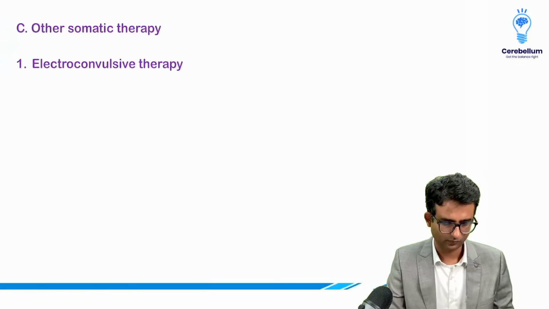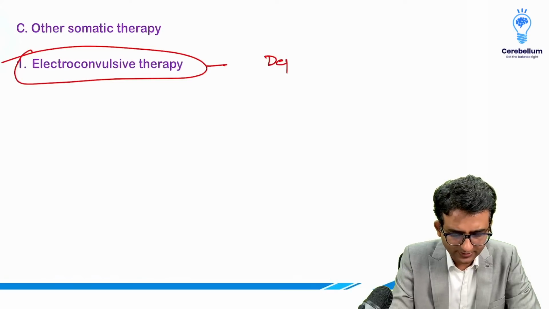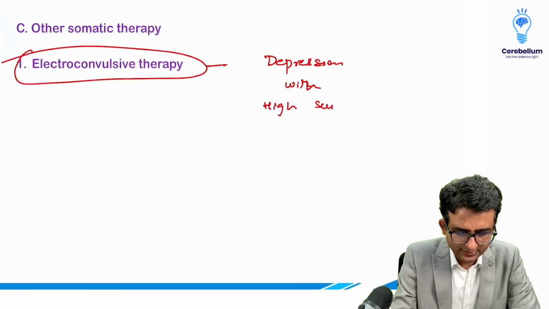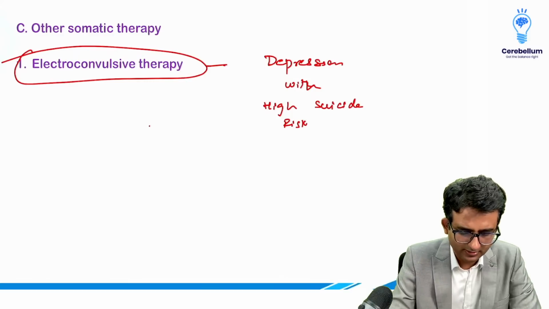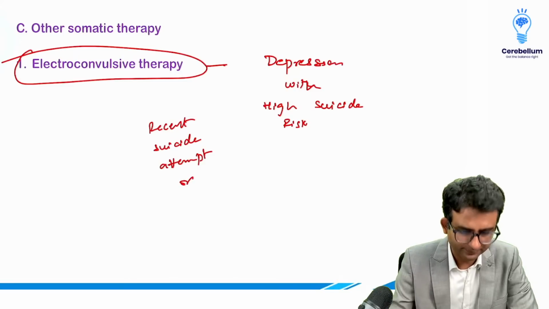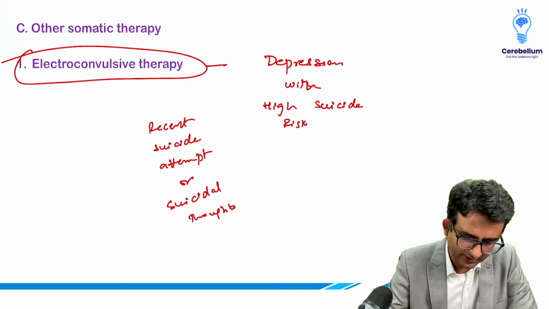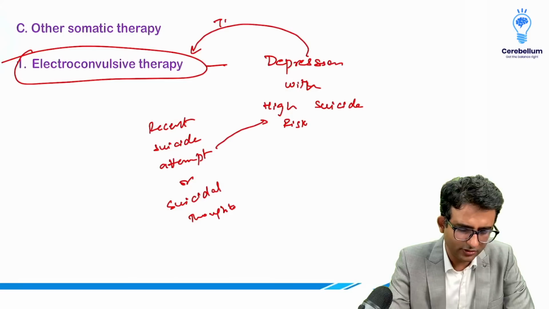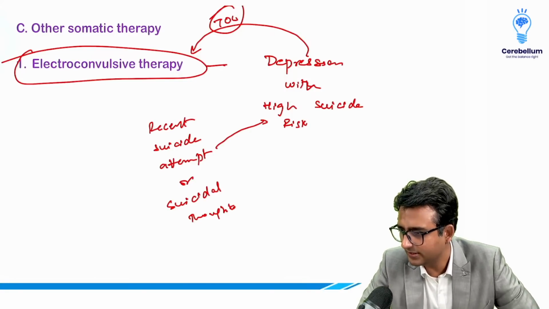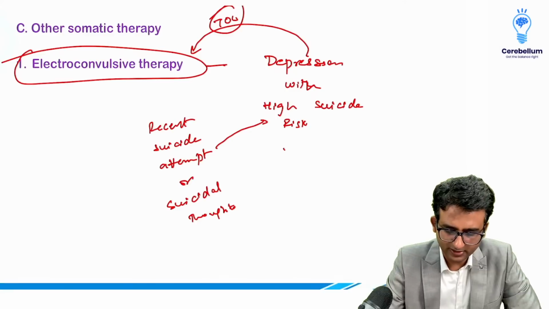Lastly, ECT. If they give you history of a patient who has depression with high suicide risk, meaning the patient has made a recent suicide attempt or is having a lot of suicidal thoughts. If you think that the patient has high suicide risk, then the treatment of choice is electroconvulsive therapy. If your patient has high suicide risk, they ask you what is the best treatment here. What you do is you offer the patient electroconvulsive therapy. Pandey ji is asking, in parasuicide?